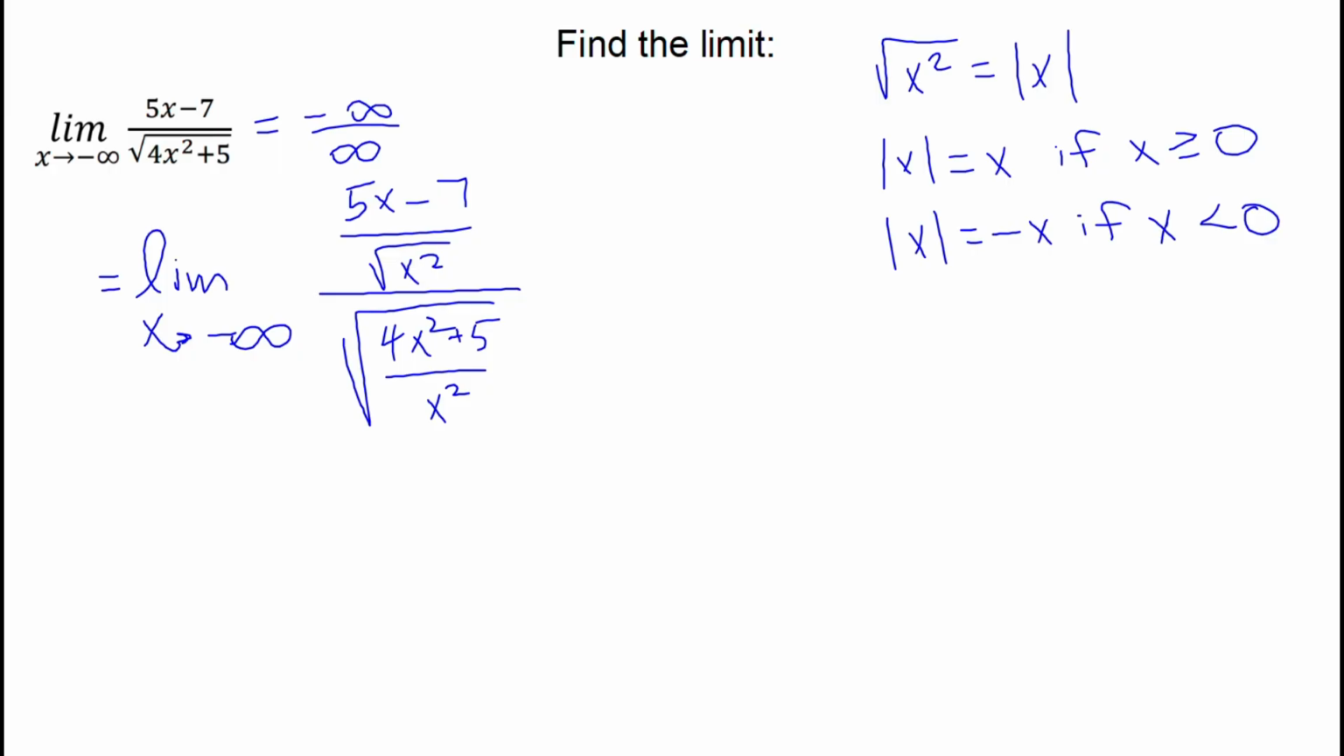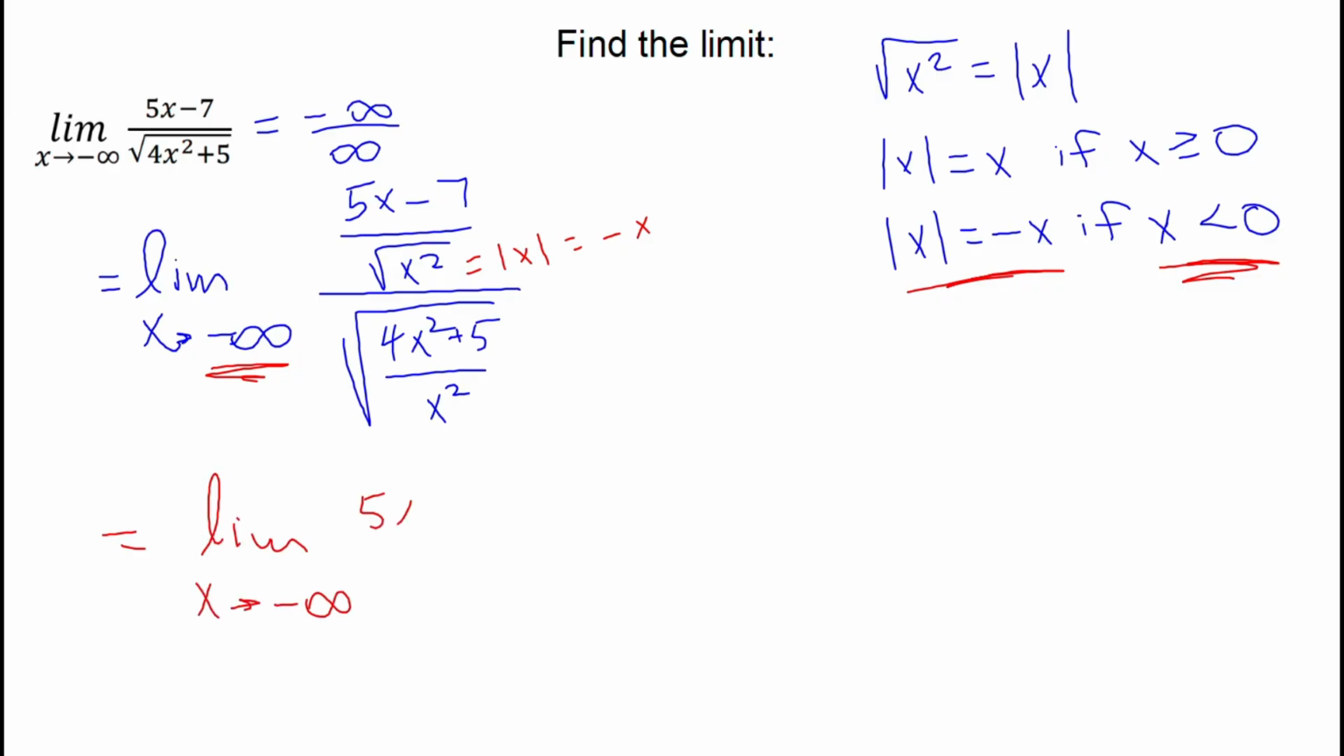So in this case, the square root of x squared is equal to the absolute value of x. But for our purposes, x is approaching negative infinity, which means that x is less than 0, which means that the absolute value of x is equal to the opposite of x. So we actually want to divide that numerator by the opposite of x. Right? 5x minus 7 over the opposite of x.